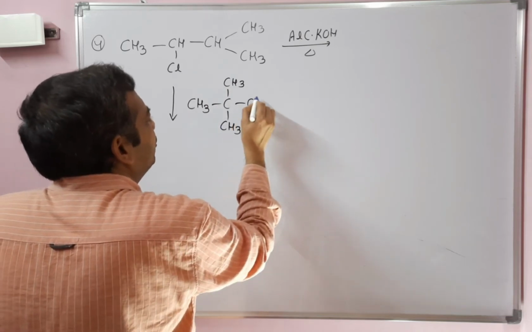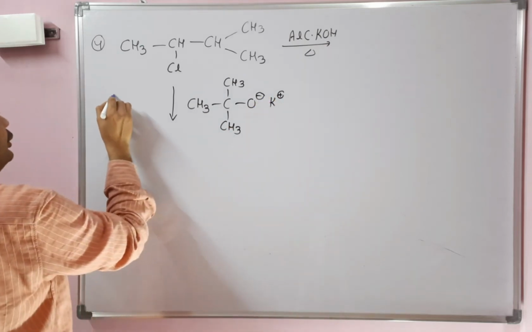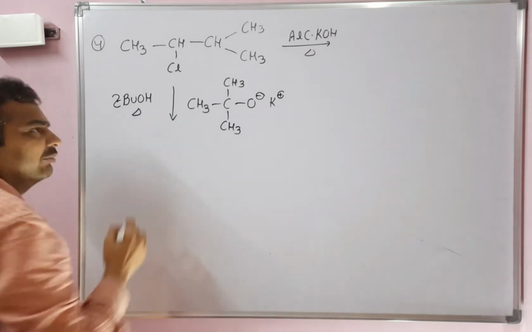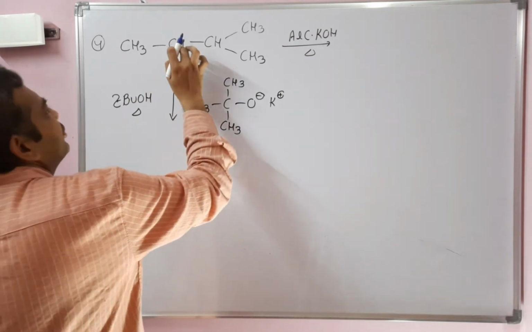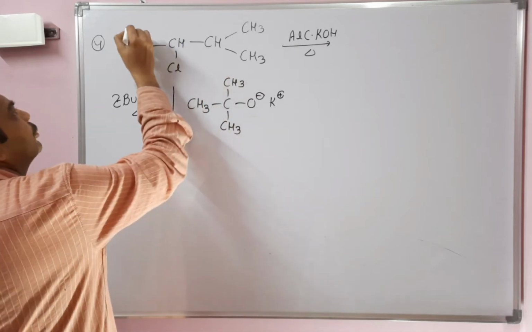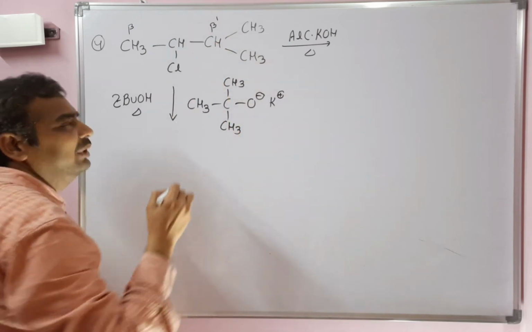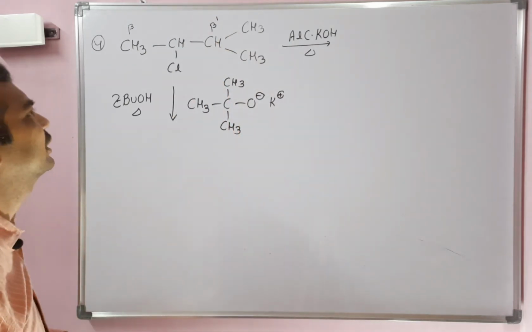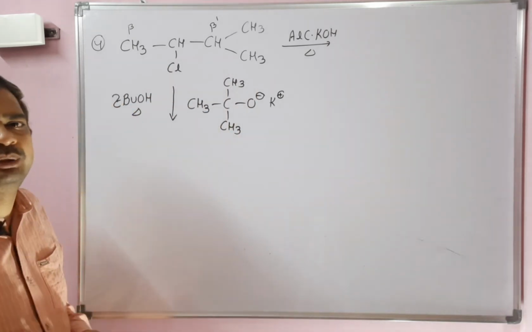This is potassium tertiary butoxide, KOtBu, in tertiary butanol solvent. Under heating conditions, temperature is required, otherwise substitution reactions are possible. So here, in the chloro compound, this is beta and this is beta. To differentiate, we will write beta prime. Since two beta positions are there, two products are possible in alcoholic KOH as well as potassium tertiary butoxide.